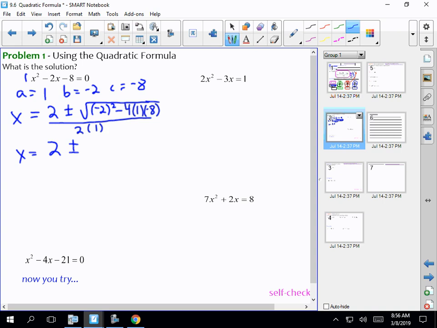You got to really watch your signs on this. This first number, the b squared, I don't care if b is positive or negative, this will always be a positive number here. Okay? It will always be positive. But 4 minus a negative 32, let's write it down just so you can see it, becomes 36. So it's x equals 2 plus or minus the square root of 36 over 2.